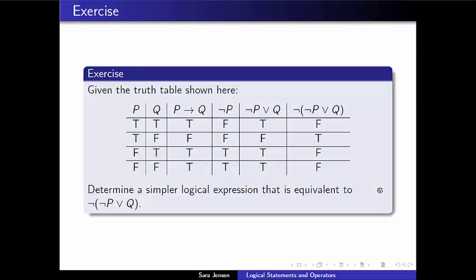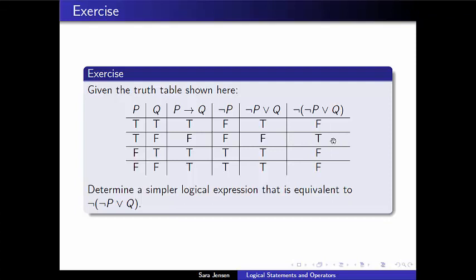And so I'd like to end this video with another exercise. All I've done here is include the truth table from the previous slide with values for P, Q, our implication, and something that's logically equivalent to our implication. And I've added one more column, which is the negation of the previous column, where all I've done is taken the trues and turned them to falses, and the falses and turned them to true.